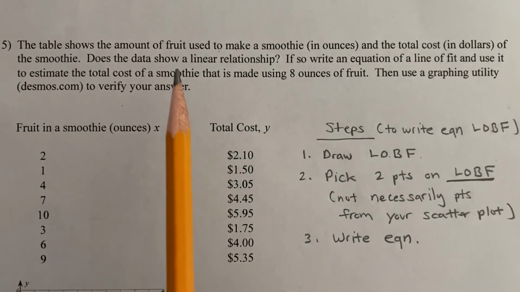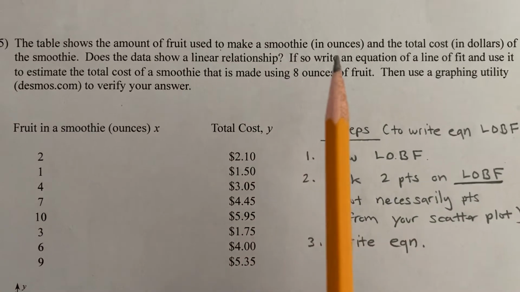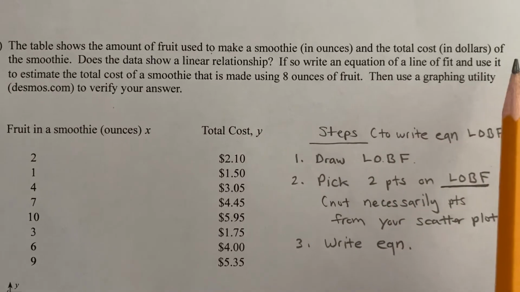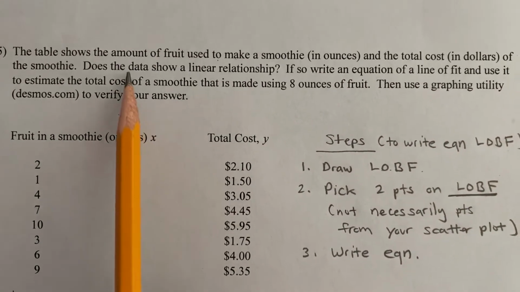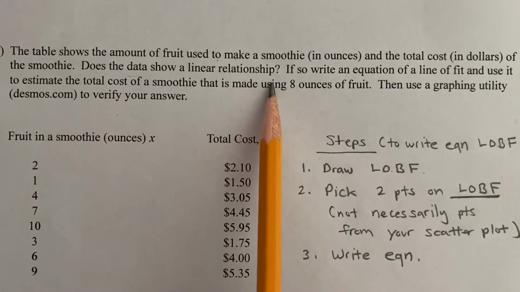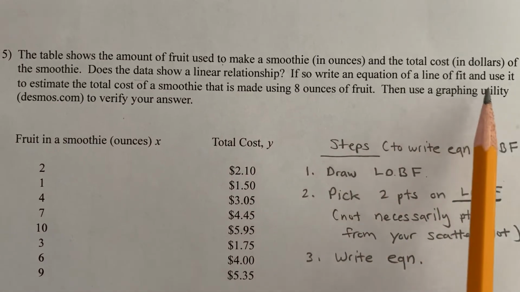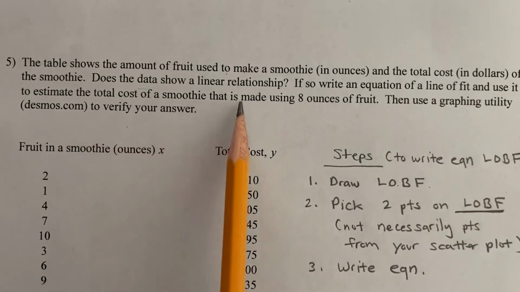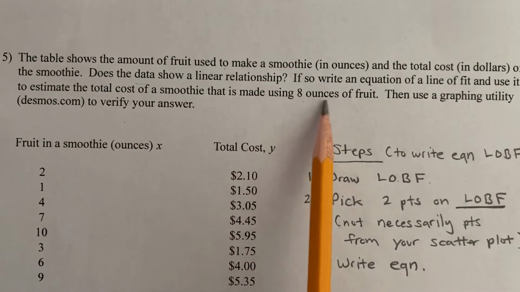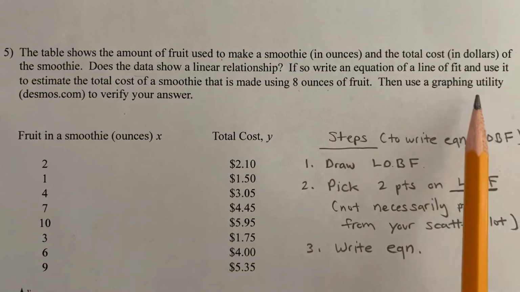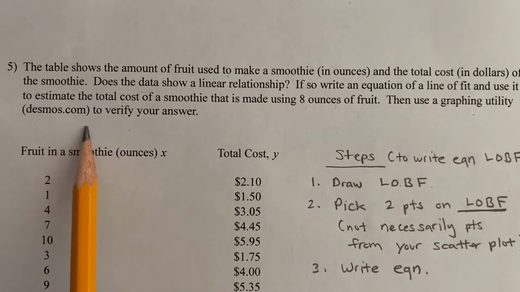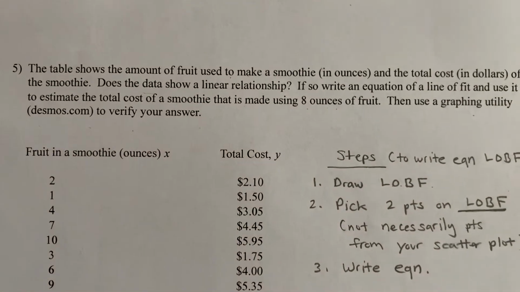It says the table shows the amount of fruit used to make a smoothie in ounces and the total cost in dollars of the smoothie. Does the data show a linear relationship? If so, write an equation of line of fit and use it to estimate the total cost of a smoothie that is made using 8 ounces of fruit. And last but not least, use a graphing utility. And I'm going to show you this on Desmos.com to verify your answer.